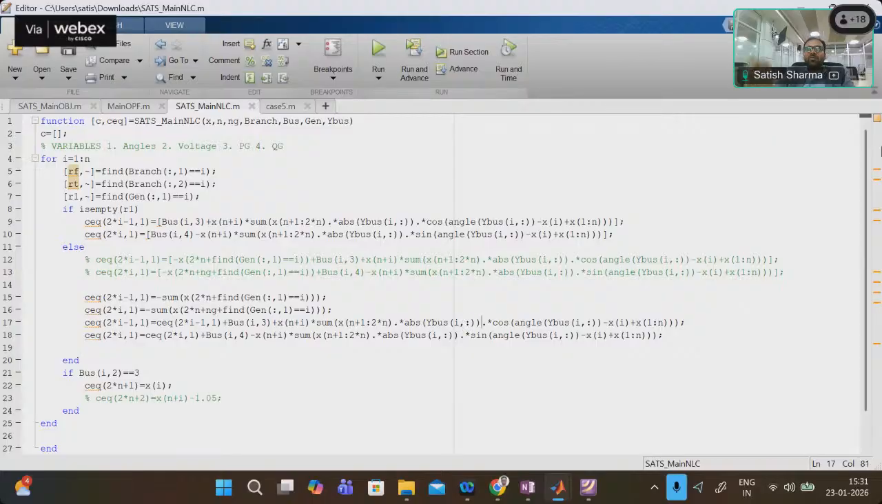Then can you zoom in a bit? Because these students are not able to see it.